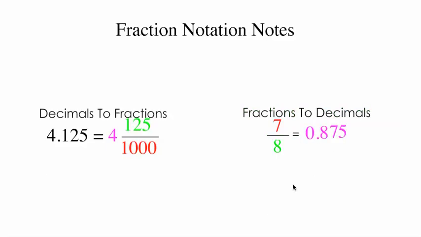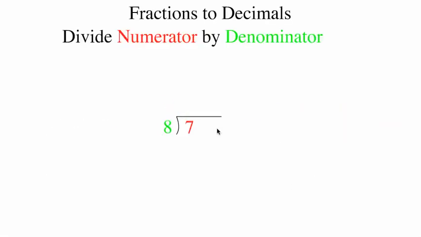Okay, how to convert fractions to decimals. So divide the numerator by the denominator, and that's it. Okay, let me just pause this. So let's just go back for a second. So we have 7/8, right? That's 7 divided by 8. So we just simply divide.